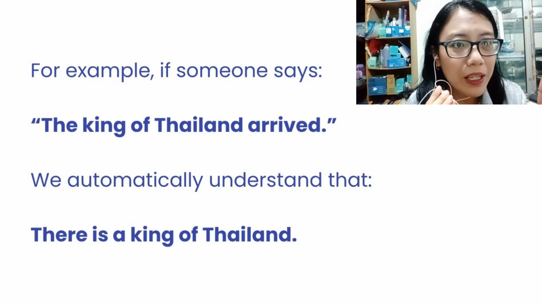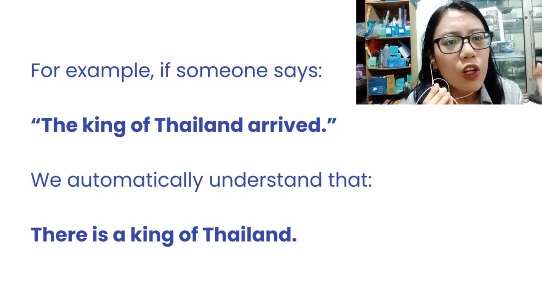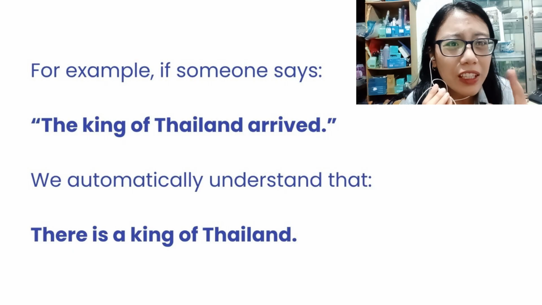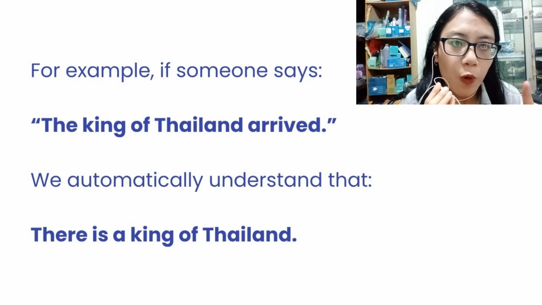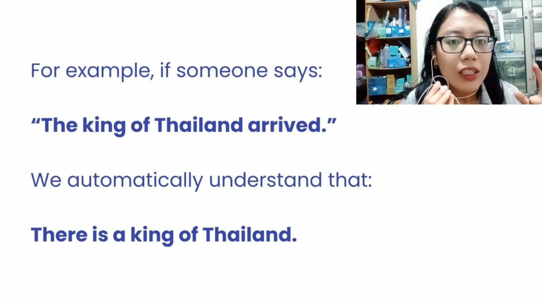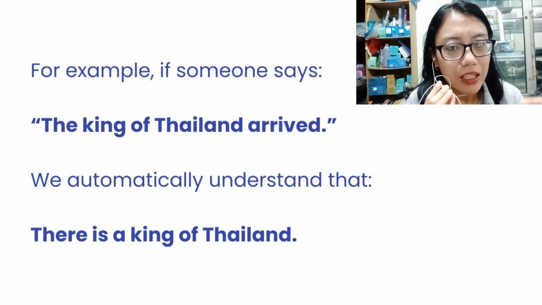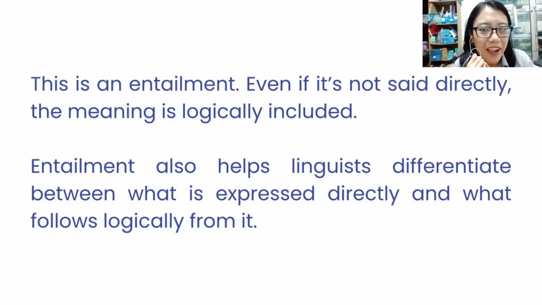Now I have an example. The example is when someone says "the king of Thailand arrived," we automatically understand that there is a king of Thailand. Okay, this is an entailment. Even though it is not said directly, the meaning is logically implied.